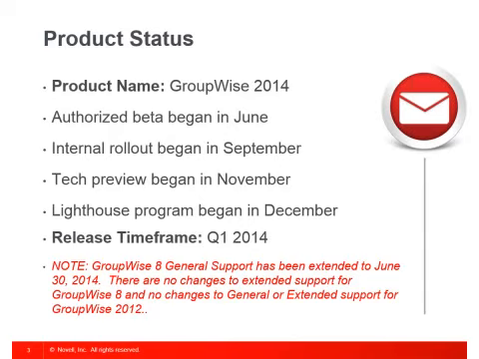There's one note about the product status. As this product is releasing in this first quarter, we did make some changes to the GroupWise 8 general support date. It was due to expire at the end of March of this year. We've extended that to June to give customers some time to be able to upgrade from GroupWise 8 to 2014. There have been no changes to the extended support date for GroupWise 8, and there are no changes to the general or extended support dates for GroupWise 2012.